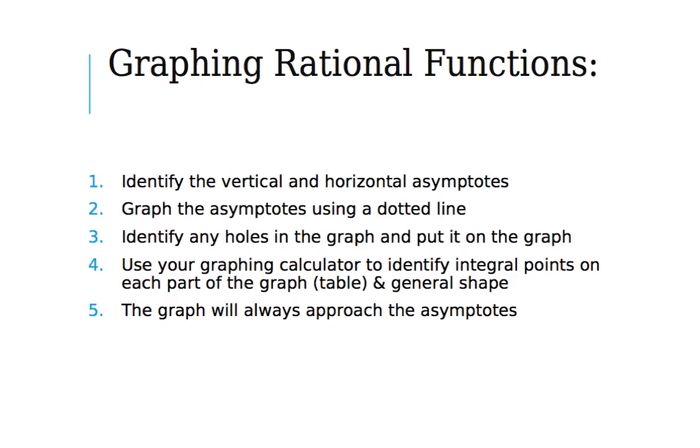So to graph rational functions, we need to identify vertical and horizontal asymptotes, graph them using a dotted line, identify any holes, put those on the graph, and then we're going to use our graphing calculator to identify integral points on each part of our graph using our table and our general shape, and then plotting that on a graph. And remember, the graph is always going to approach those asymptotes but never actually reach them.